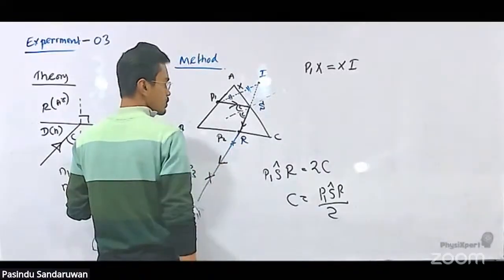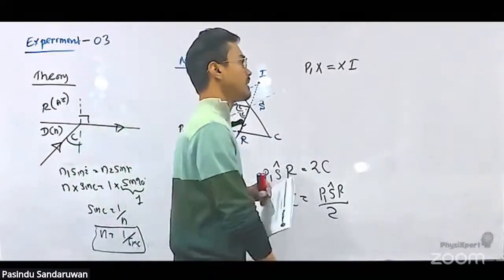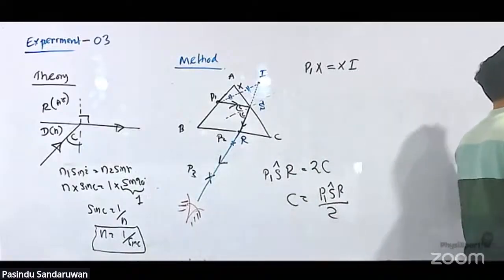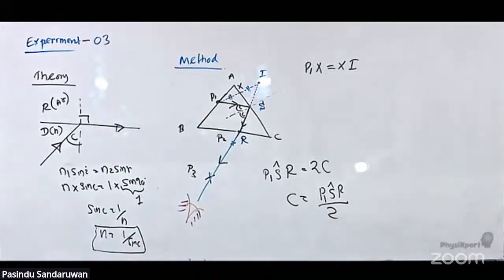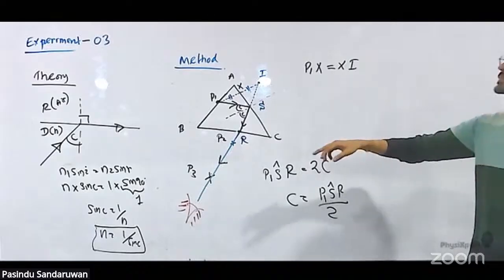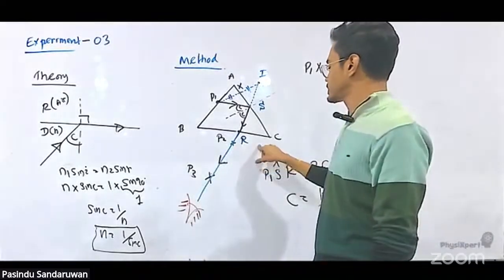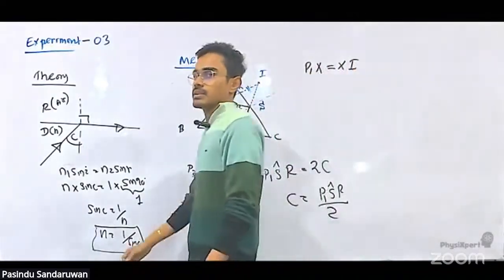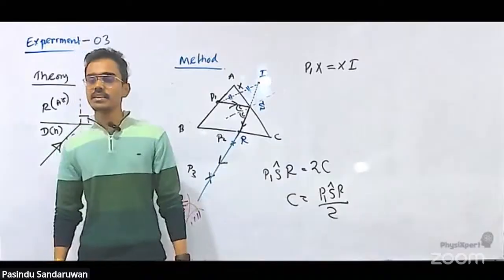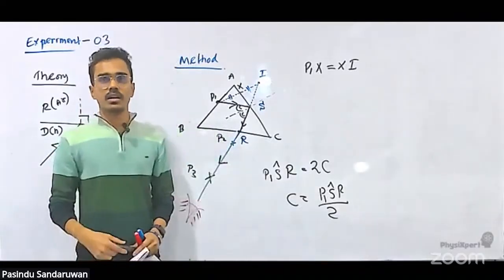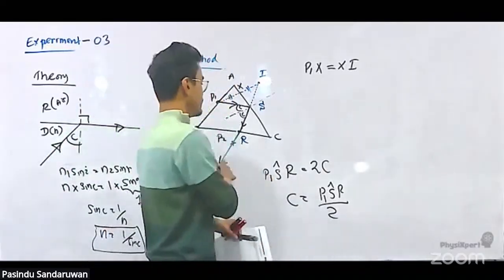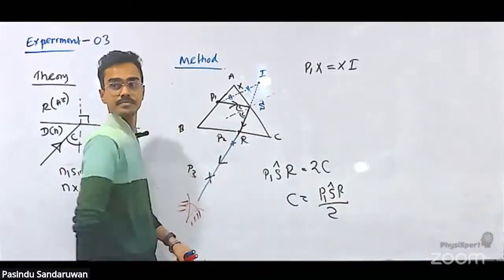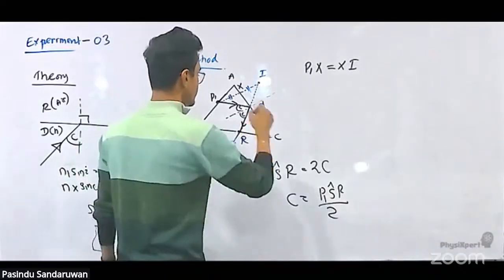Connect P2 and P3 and extend the ray until it meets face BC at R. Right? Next point.